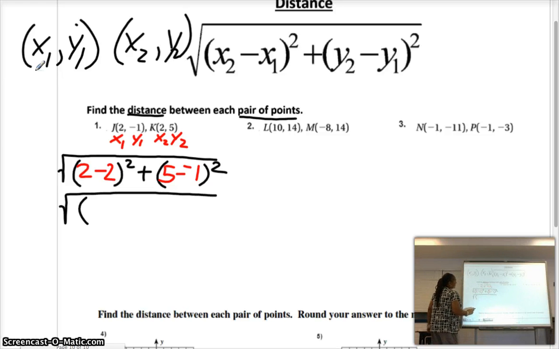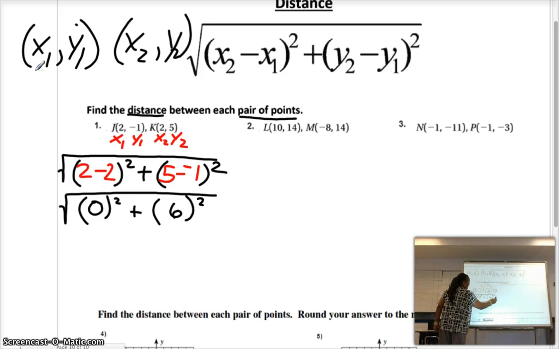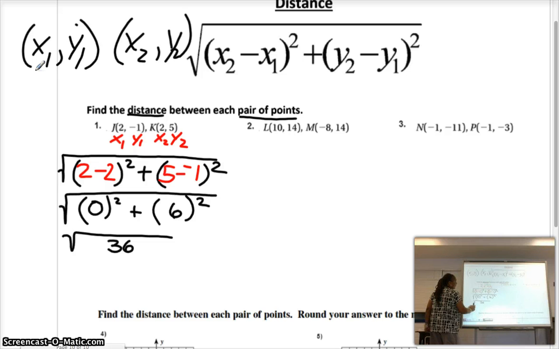What's 2 minus 2? 0 squared. And what's 5 minus a negative 1? If you don't know this, key it in your calculator. And if you don't know it, you may want to come and see a math teacher so we can learn what this means. 5 minus negative 1 is 6. Thank you. 0 squared. That's a 0. 6 squared. 36. It's in your calculator. And then if we take the square root of 36, then we know 6.